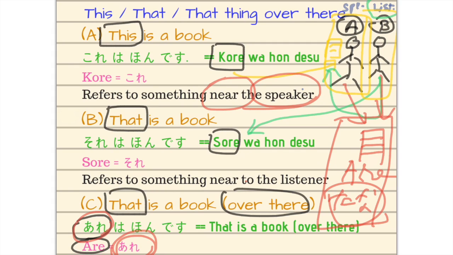So this is the meaning of this, that and that thing over there, or as we refer to it, kore, sore and are.